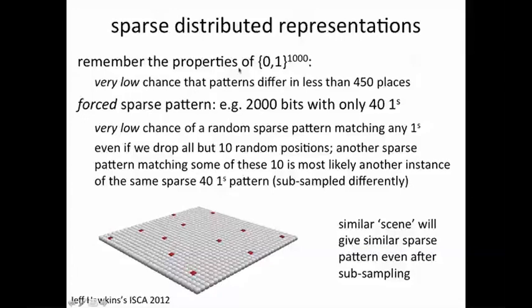The key is the number of bits that we start with, the fact that we choose only a small number of them as ones, and randomly drop some of them each time. All these things put together make it very unlikely that dissimilar scenes will give the same sparse patterns, but similar scenes will very likely give the same sparse pattern, or sparse patterns that match each other.